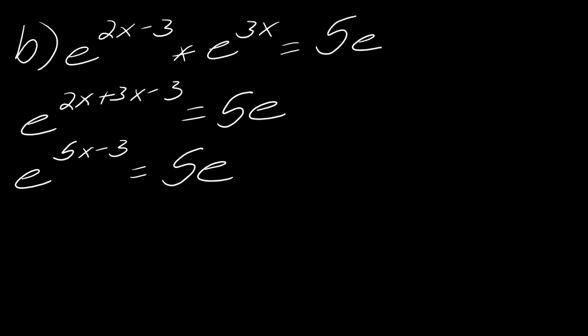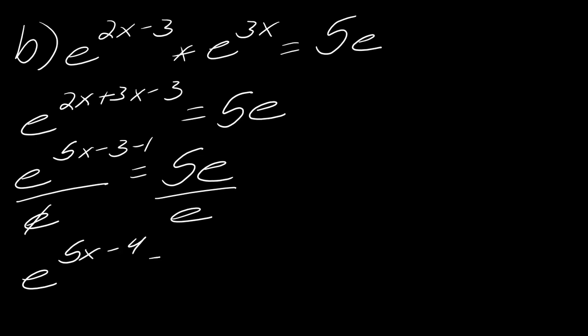Now what if I wanted to divide both sides by e? You could do that and then subtract 1 from here. Or you could just go ahead and take the natural log of each side. It doesn't really matter. I'm actually going to go ahead and divide by e. I just want to make this as few things to write down as possible. So what that's going to do is I'm going to just subtract 1 more from here to get rid of this e. So this becomes e to the 5x minus 4 now equals 5.